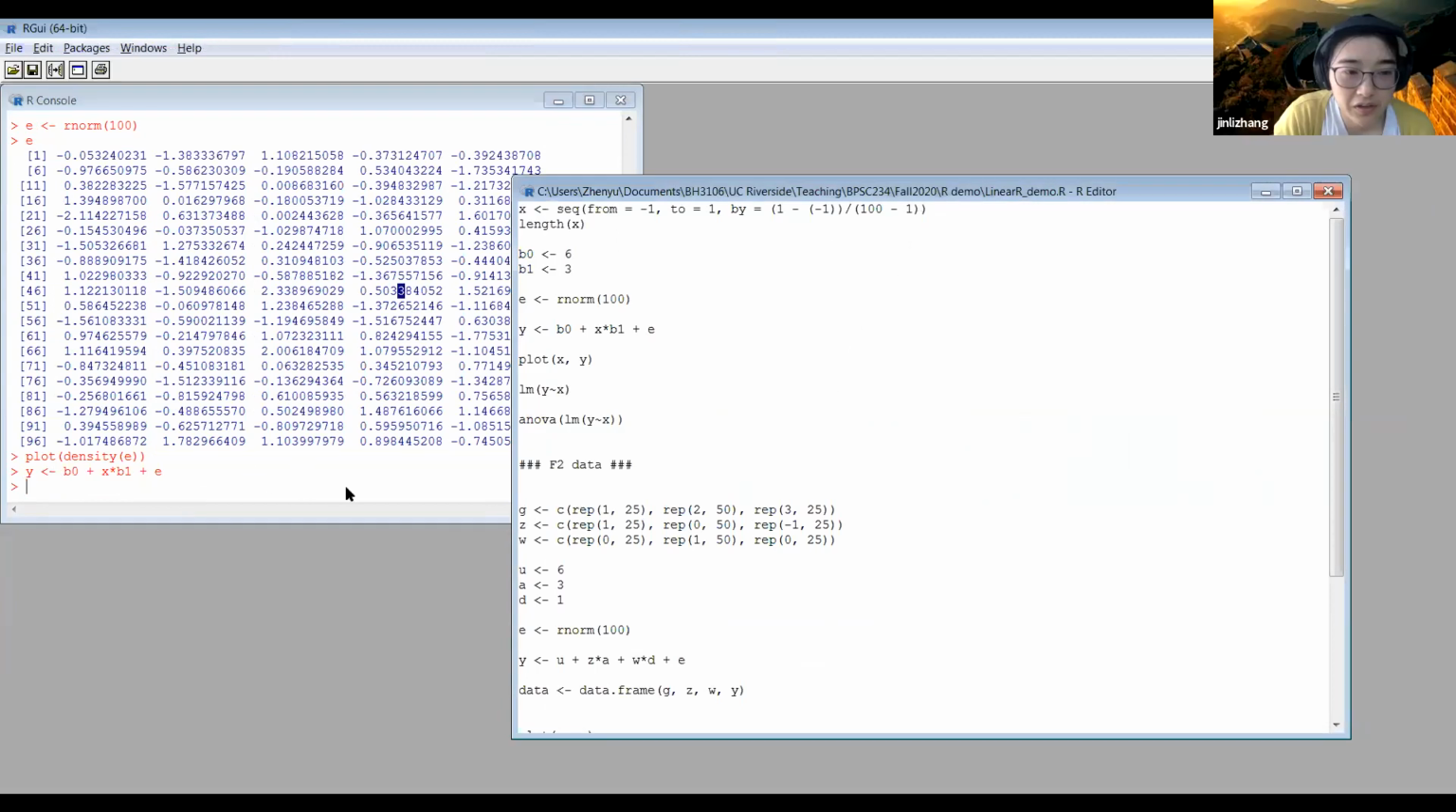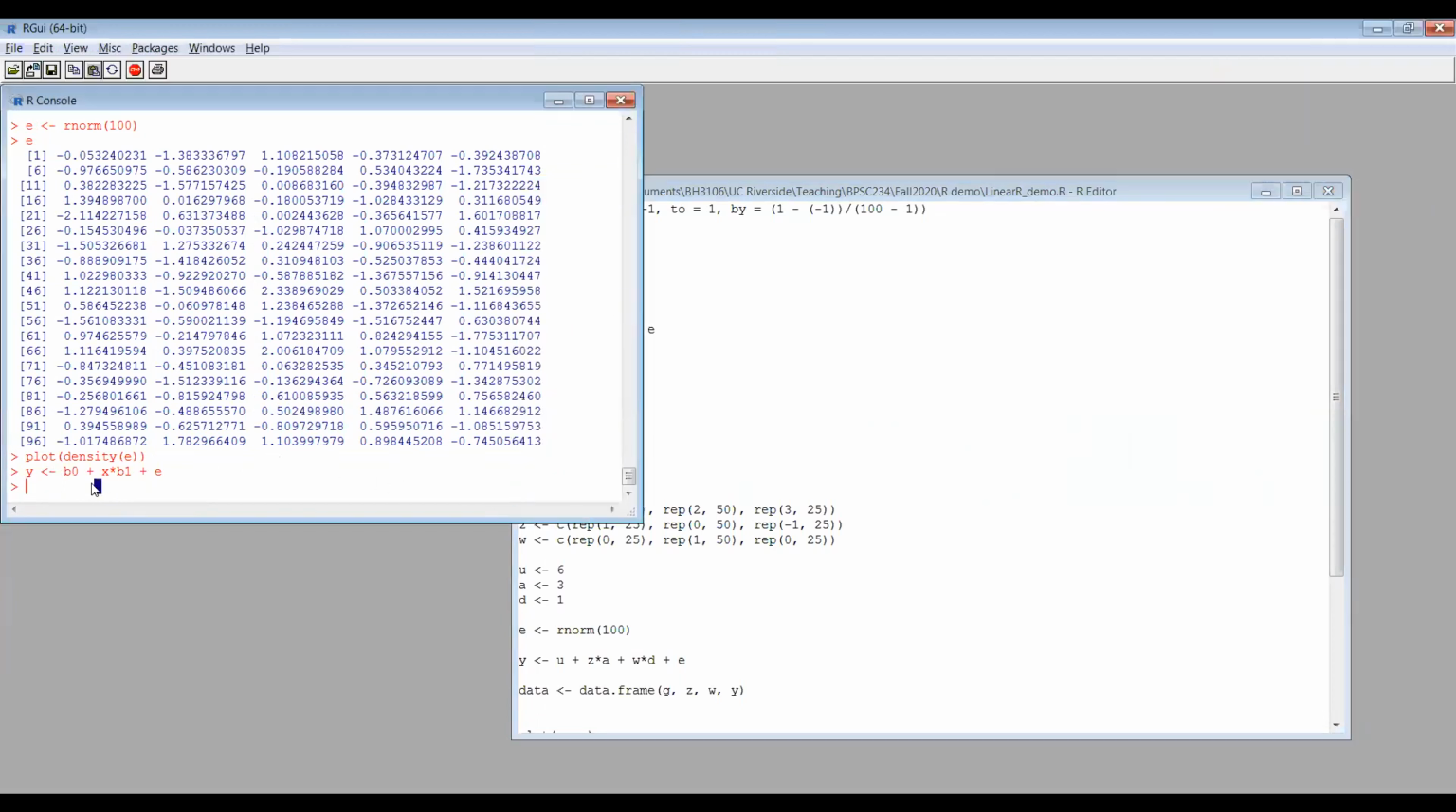Linear combination of the variables. Yes, so we have the intercept here, right? We have the slope, the additive effect, multiplied by the genotype, plus the random error. So here we use this linear combination to simulate the phenotypes for 100 progeny.